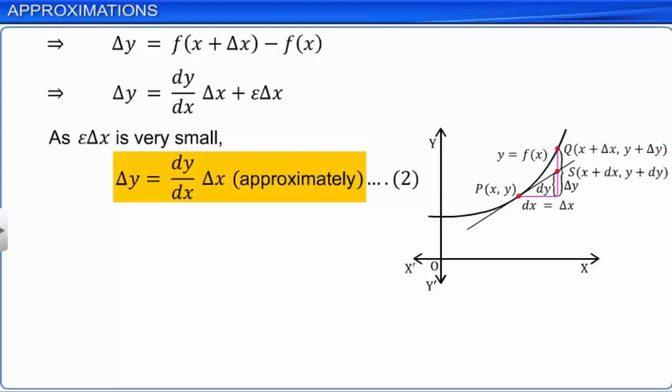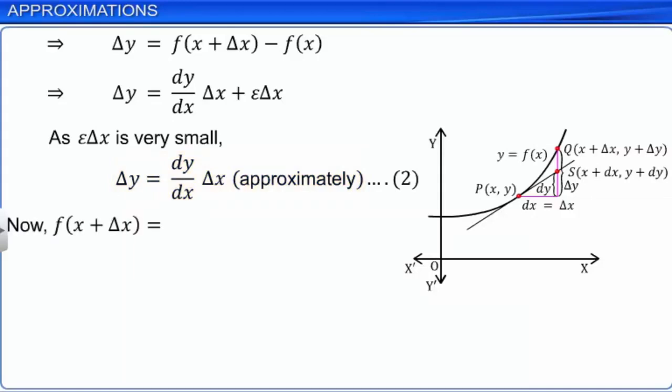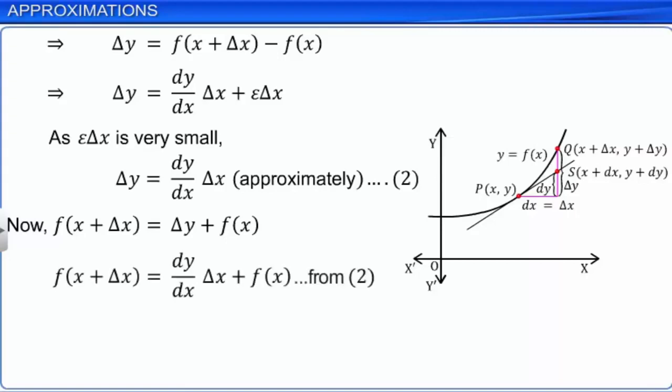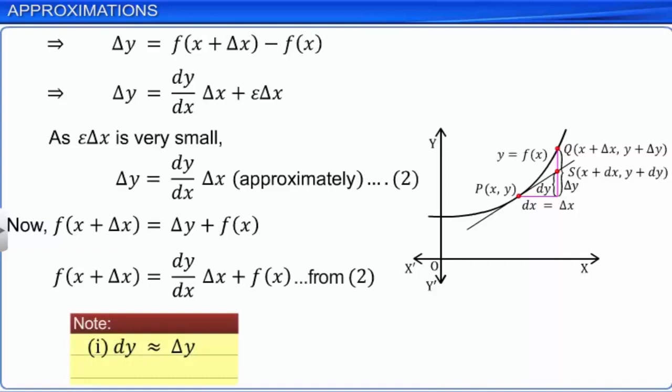We have f(x + Δx) = Δy + f(x). The approximate value of the function is equal to the sum of the approximate increment value in the function f(x). The differential of the dependent variable, that is dy, is approximately equal to its increment, that is Δy. The differential of the independent variable, that is dx, is equal to its small increment, that is Δx.